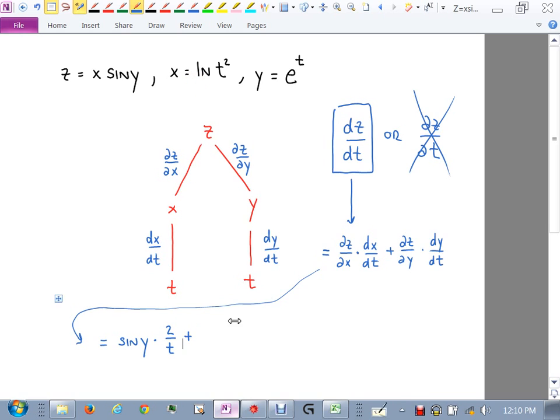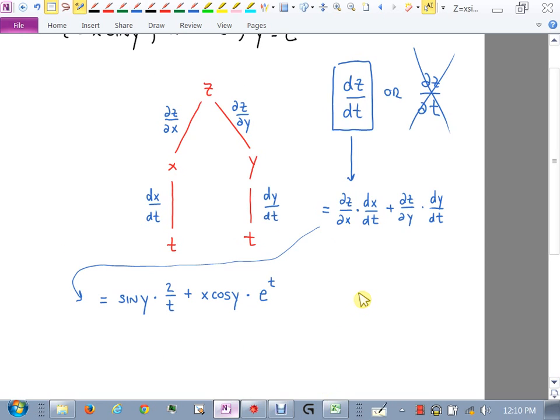Now plus, what's the partial of z with respect to y? x cosine y times the partial of y with respect to t, which is e to the t. And that's it. That's your derivative of z with respect to t.